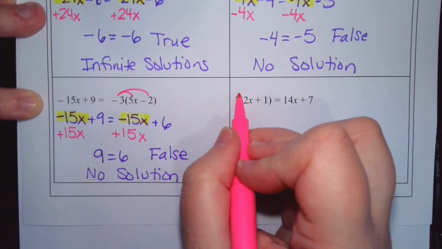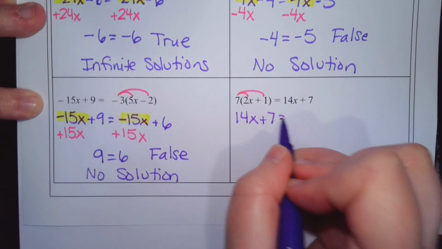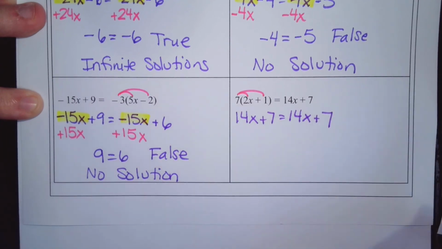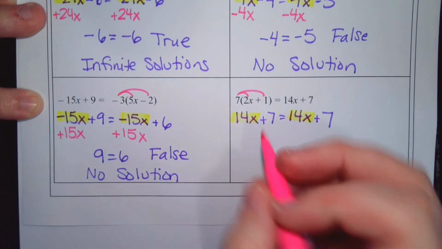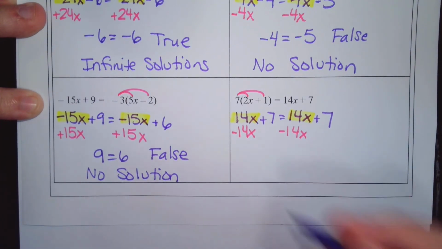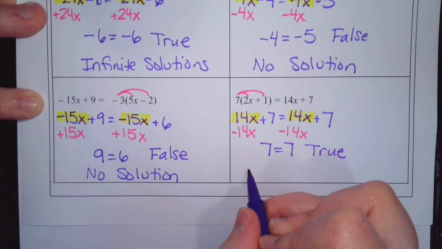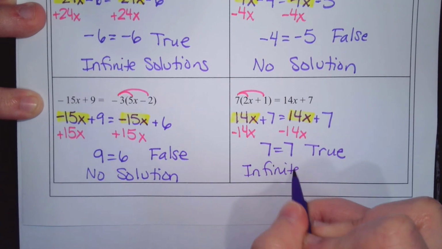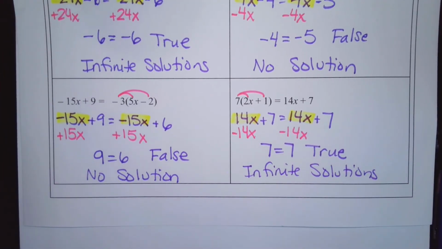And then finally, our last one, distribute the 7. 14x plus 7 is equal to 14x plus 7. The 14x's are the same, so we subtract 14x, causing them to disappear. We're left with 7 is equal to 7, so that is true. So we have infinite solutions. And there you have it, the notes for lesson 5, and this was our last lesson for solving equations.